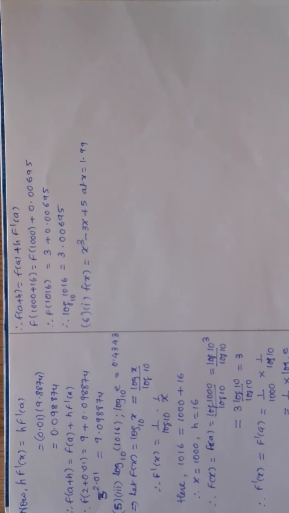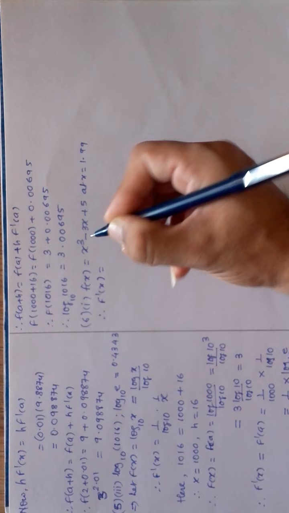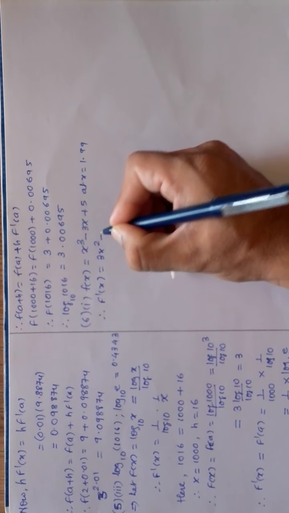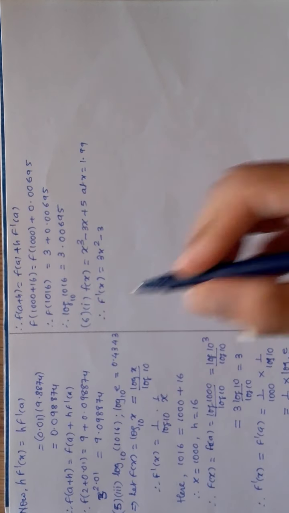Now coming to our last question of this series, f(x) is defined as x cube minus 3x plus 5. Now f(x) is readily defined to you. You just have to find f dash x. f dash x is equal to 3x square minus 3. Now the second question is only containing one term extra. Rest everything remains same. Now here you have x as 1.99.